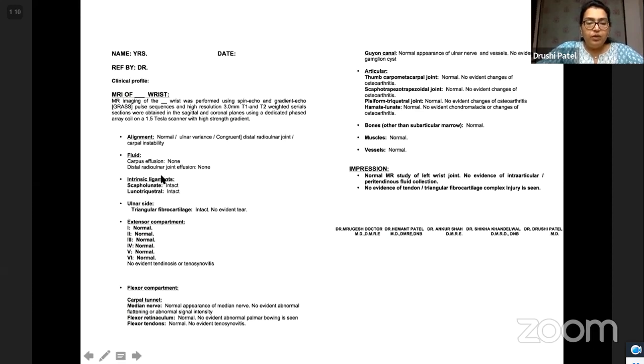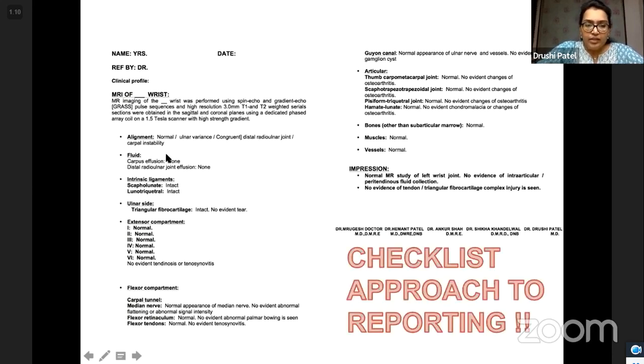So it's important that we have a systematic approach to evaluation of the wrist joint, and a checklist approach helps to identify all the findings. At the same time, I would like to stress that putting tablet markers is very important, because there might be multiple non-specific findings, and the tablet marker can help narrow it down to the site which is causing the complaints.